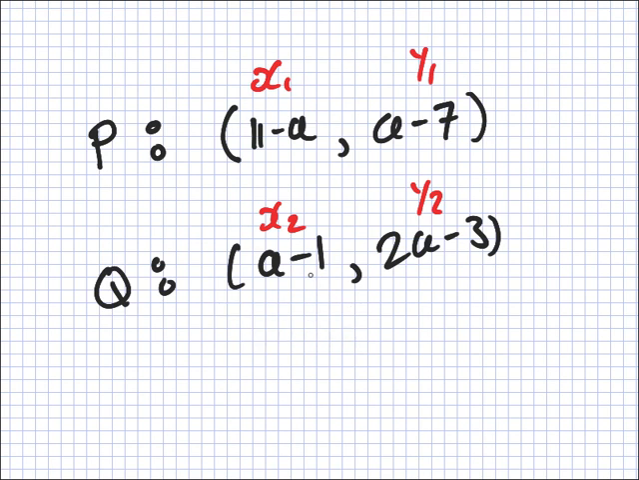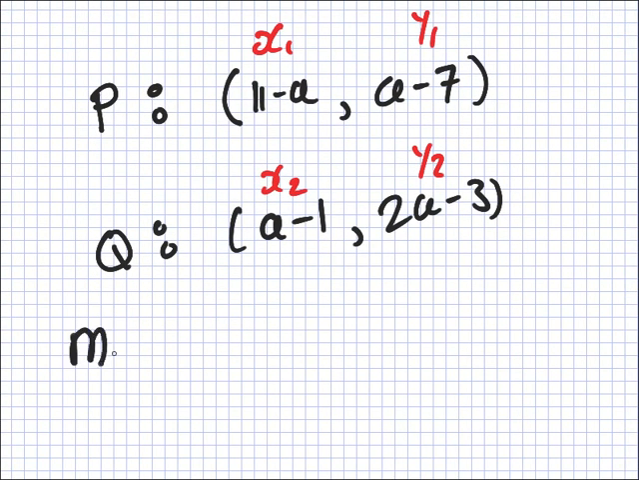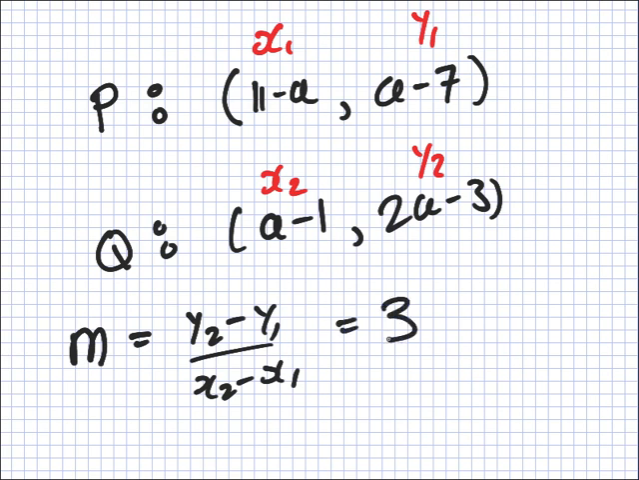Now, what does the question say? It says the gradient is 3. What's the gradient? It's the slope, the m. So what's the formula for m? Y2 minus Y1 over X2 minus X1. And they tell us what that equals. They say it's 3. So let's sub in.